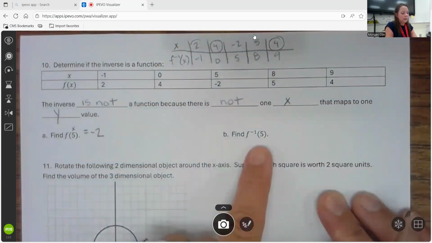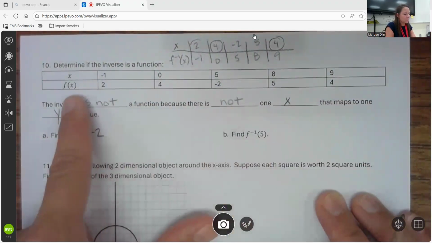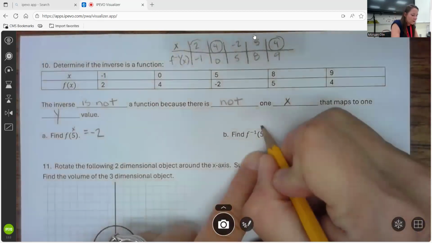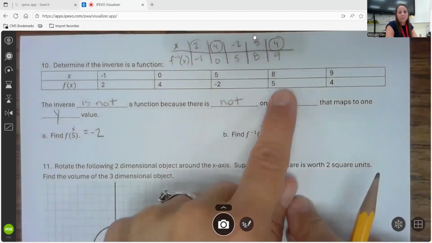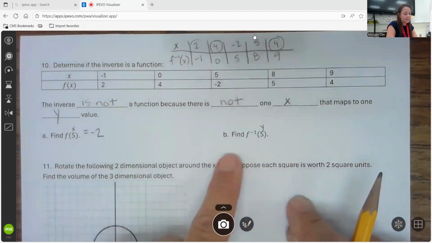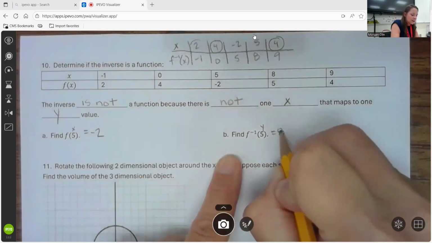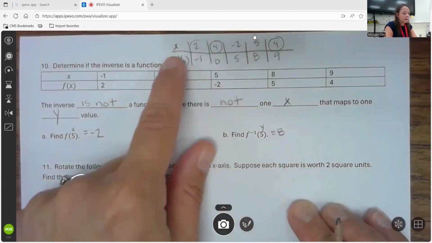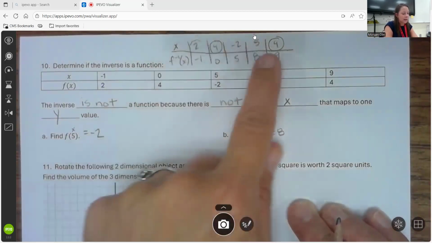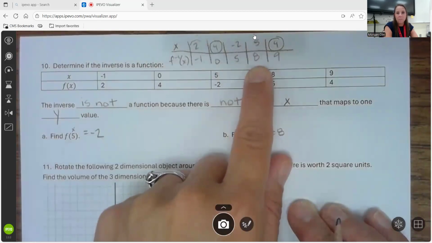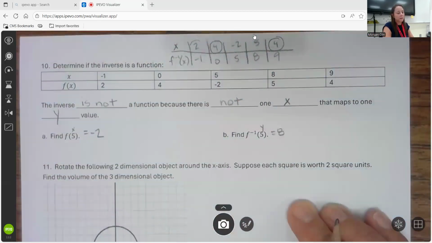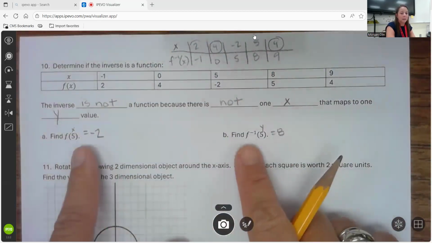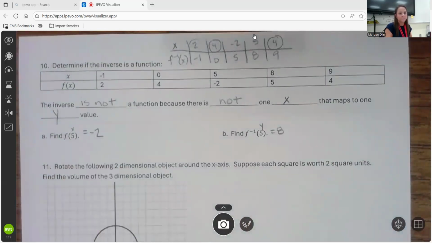But when we're looking for the inverse at 5, and this is not the table of the inverse, then this is the y value. So I go to 5 here in the y values, and I see that value is 8. Now, if you have drawn the table and it is the inverse, then yes, you do take that 5 as the x value, and you see that the inverse is 8. So just be careful whether they're giving you a table of the inverse or not.